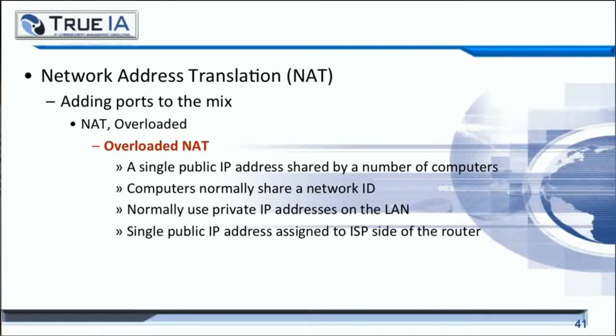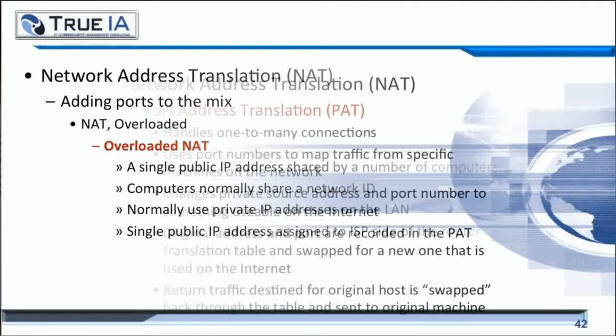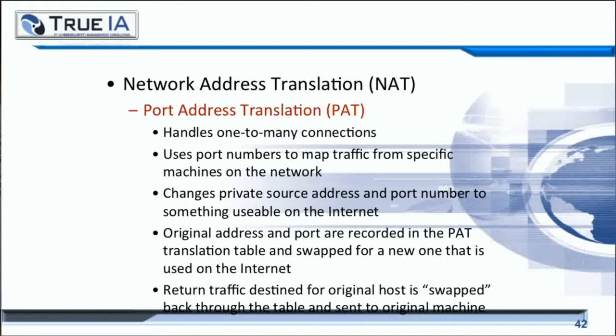Next, we'll talk briefly about overloaded NAT. Overloaded NAT is simply when a single public IP address is being shared by a number of computers. Computers normally share a network ID. They also normally will use a private IP address on its own local LAN. This is PAT, or port address translation. It handles the one-to-many type connections. It uses port numbers to map traffic from specific machines on the network. It also changes the private source address and port number to something usable on the internet.